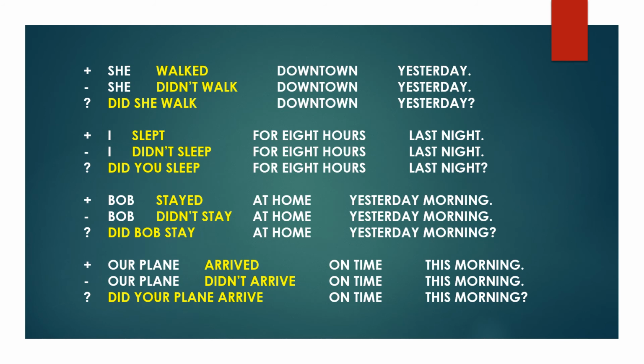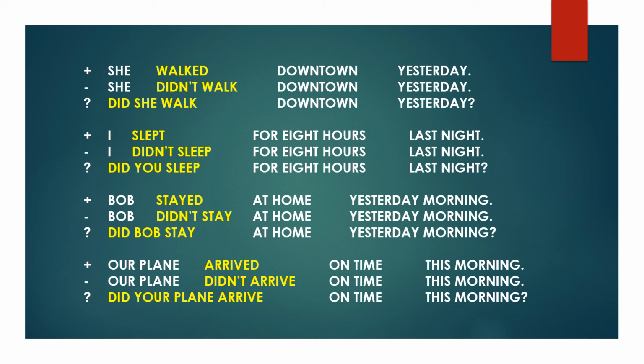Now we join the positive, negative, and interrogative of the past form together. She walked downtown yesterday, the positive form. She didn't walk downtown yesterday, the negative form. How about the interrogative form? Did she walk downtown yesterday? I slept for 8 hours last night. I didn't sleep for 8 hours last night. Did you sleep for 8 hours last night?